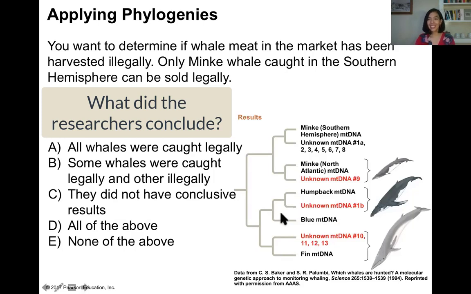Well, it's quite easy, right? Some of these unknown mitochondrial DNA sequences from these samples match the ones that can be sold legally from the Southern Hemisphere. However, everything in red here matches or is closely related to species of whales that are sold illegally. So B is the right answer. Some whales were caught legally and others illegally, sadly.